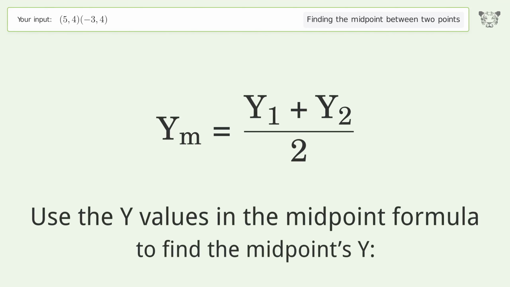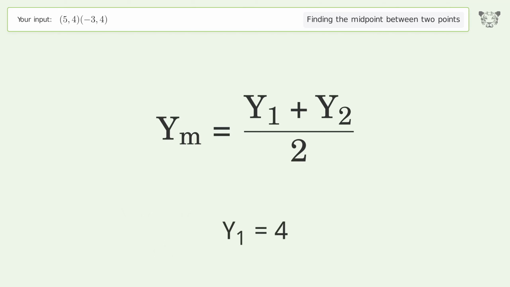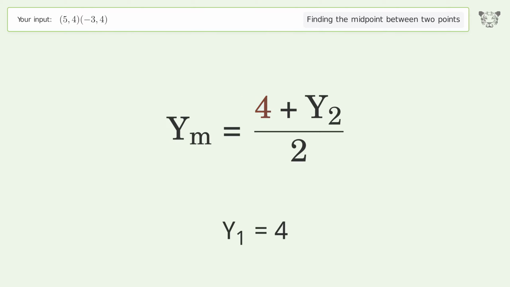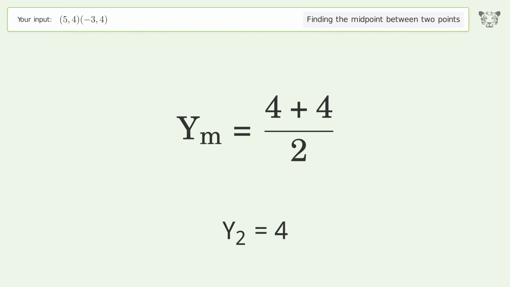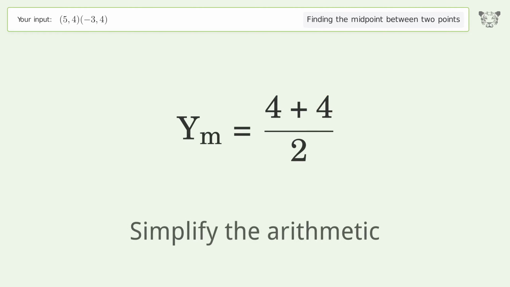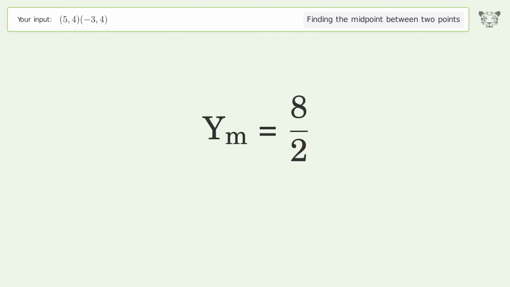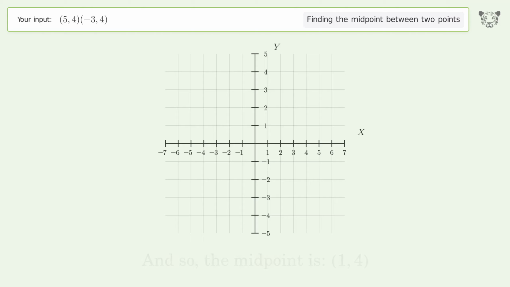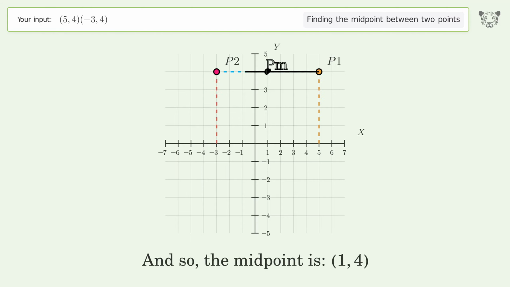Use the y values in the midpoint formula to find the midpoint's y. y1 equals 4. y2 equals 4. Simplify the arithmetic. And so, the midpoint is 1, 4.